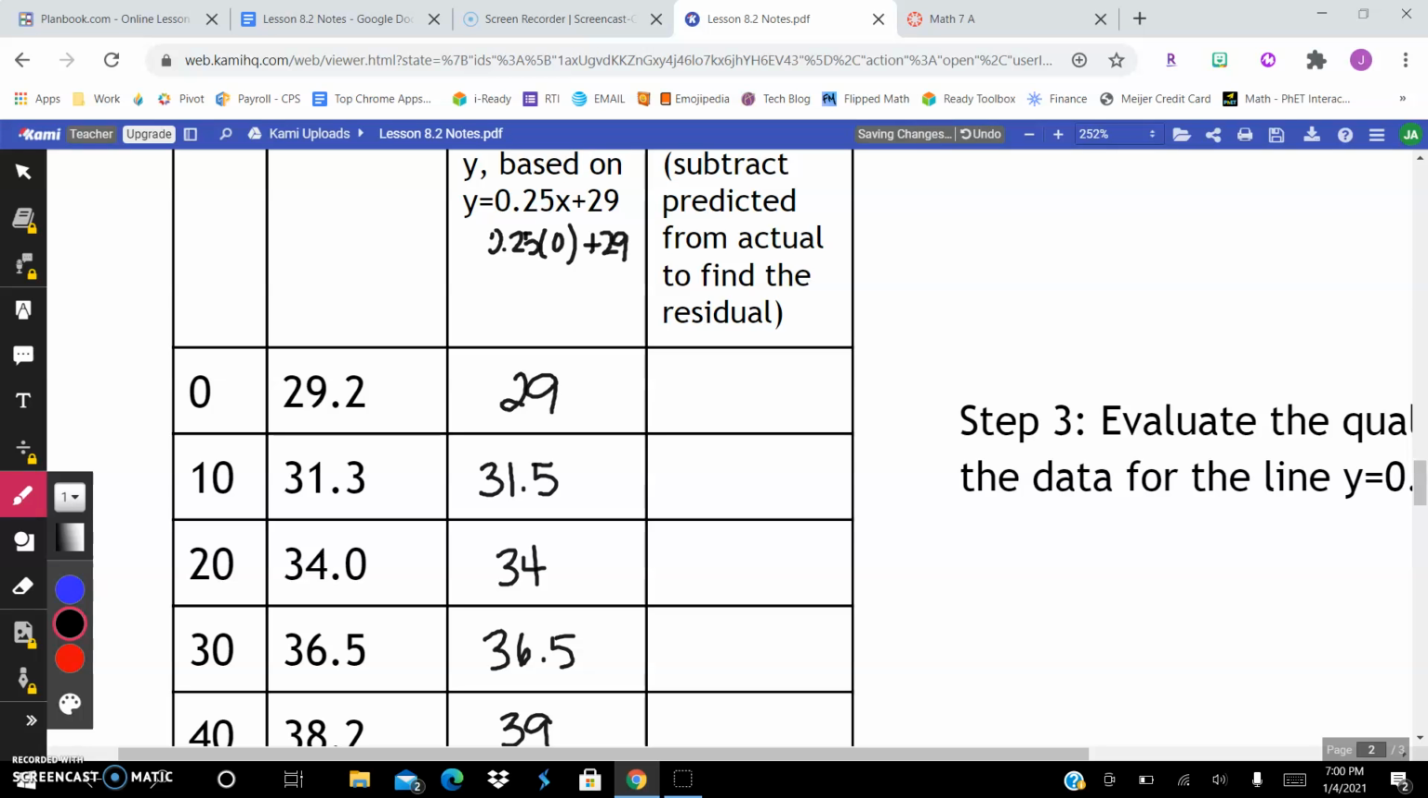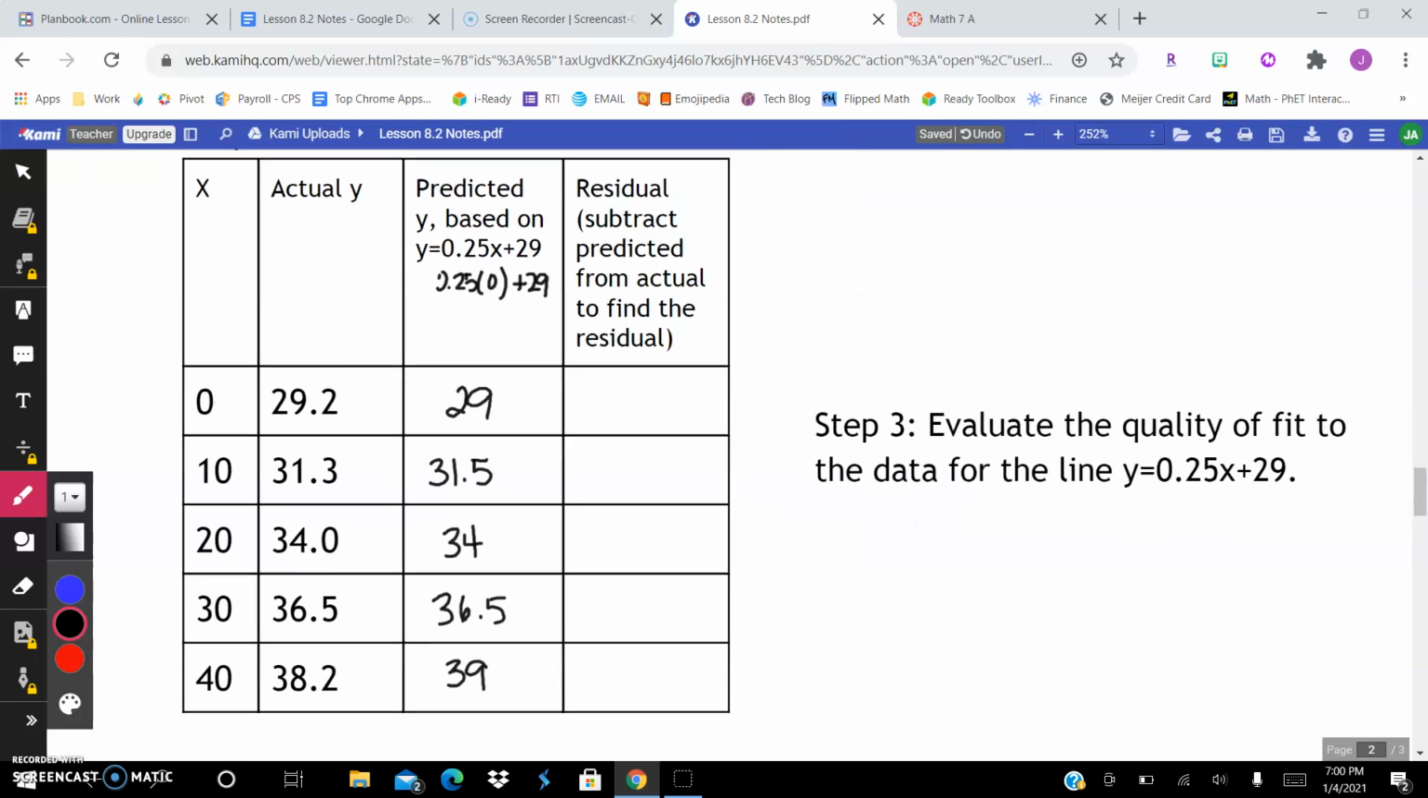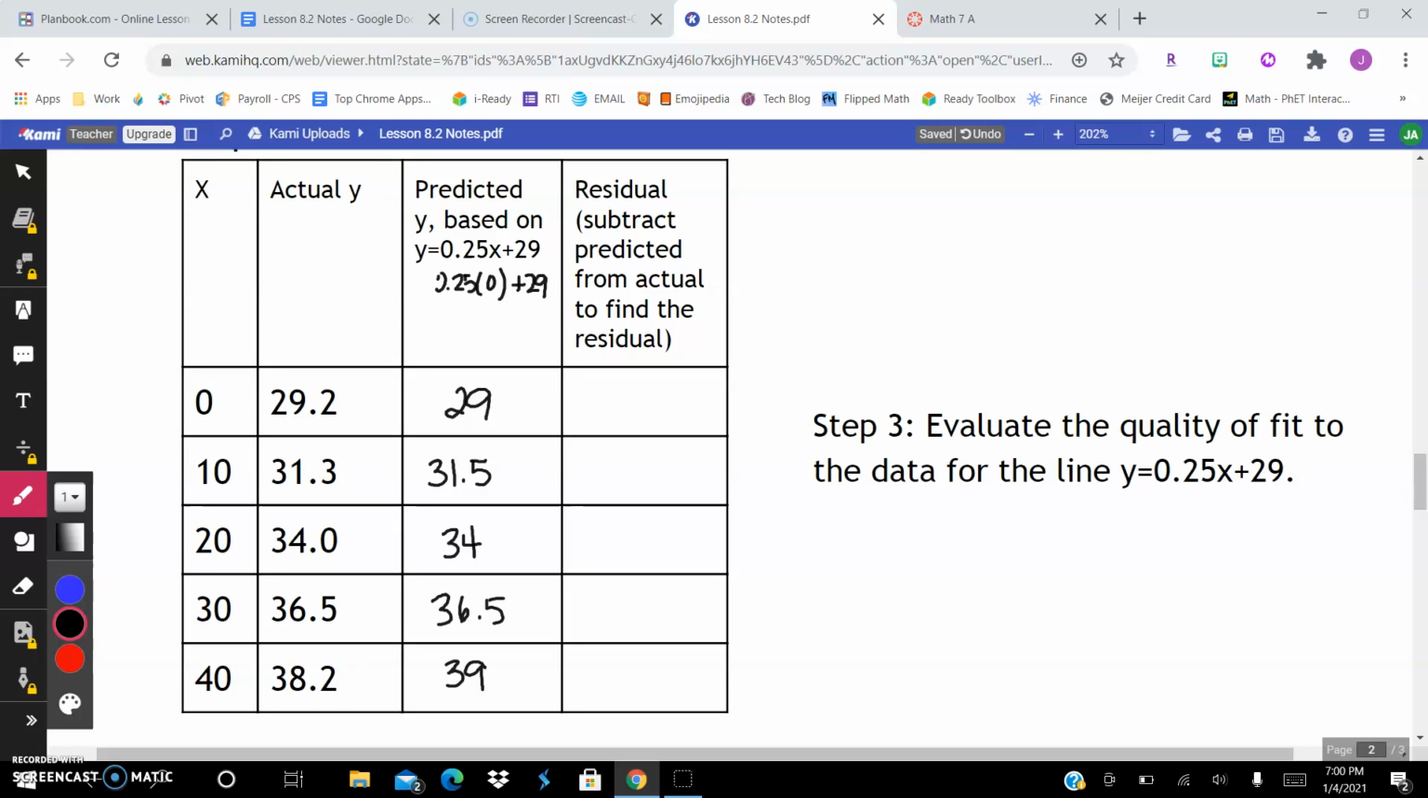Okay, so now is where we find the residual. And it's actually quite simple. We subtract the predicted amount from the actual. So we take the actual minus the predicted. So actual minus predicted. You probably want to write that down.